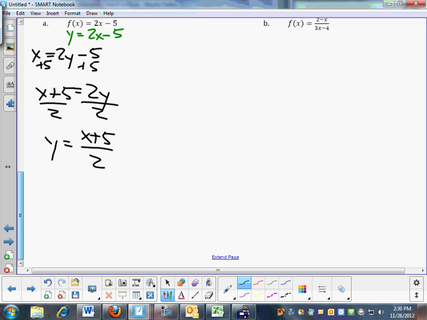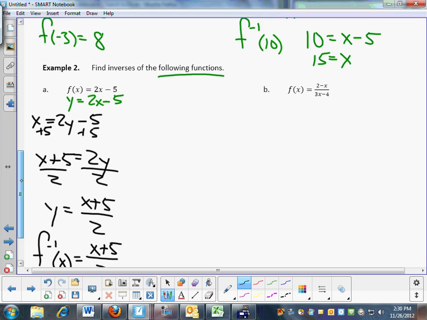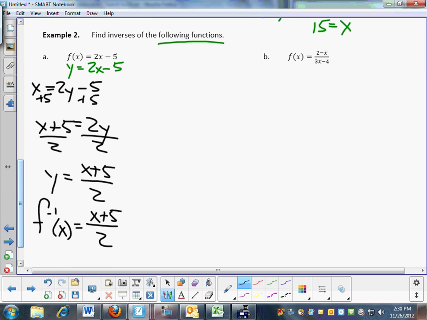This would be probably the more formal way of writing it. F inverse of x is equal to x plus 5 divided by 2. Any questions? That one's easy, right? Let's try some that are more difficult. We're going to do 3 more, and then I can give you your assignment. But these are a little bit more challenging.